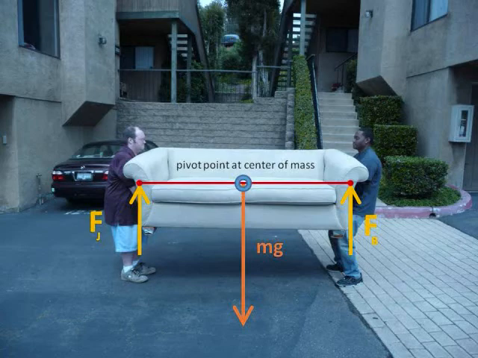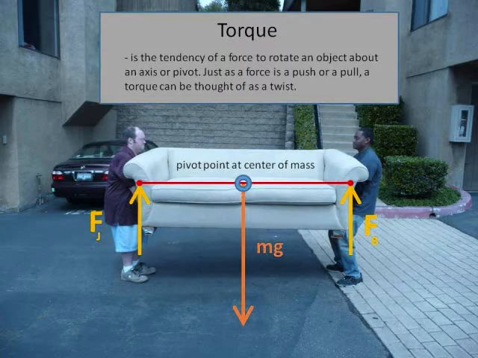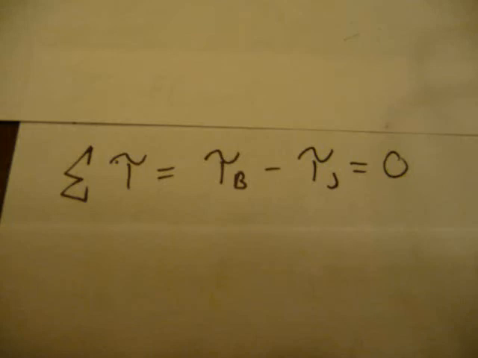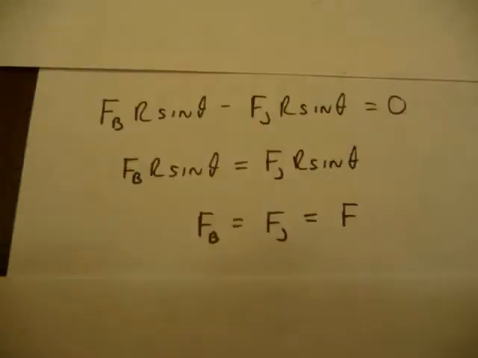This is where torque comes into play. The magnitude of the torque is equal to the magnitude of the force times the magnitude of the position vector times sine theta. The summation of the torques is equal to the torque of Boris minus the torque of Jonathan, which is equal to 0. Subbing in what we know, the force of Boris is equal to the force of Jonathan, which is equal to what we will now call the force.